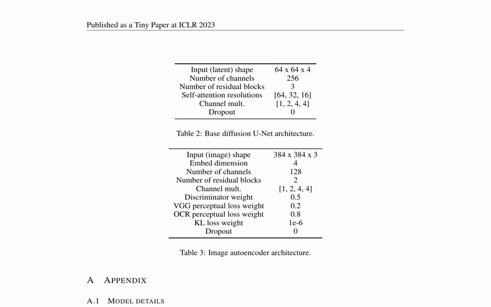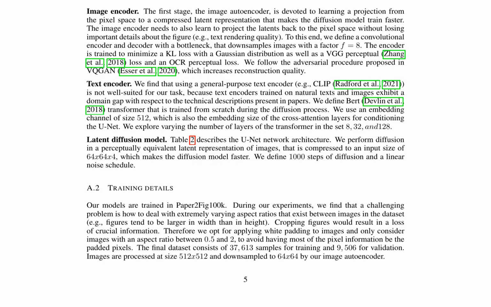The text encoder, based on the BERT transformer, is trained from scratch during the diffusion process with an embedding channel size of 512. The number of layers explored for the transformer includes 8, 32, and 128. The latent diffusion model employs a U-net network architecture with 1,000 steps of diffusion and a linear noise schedule.